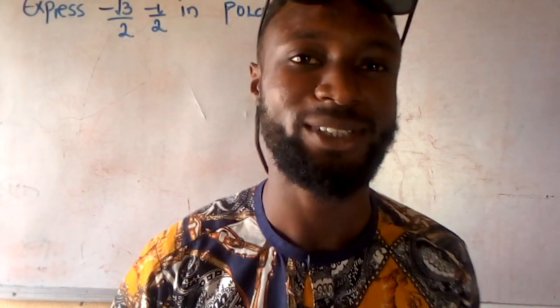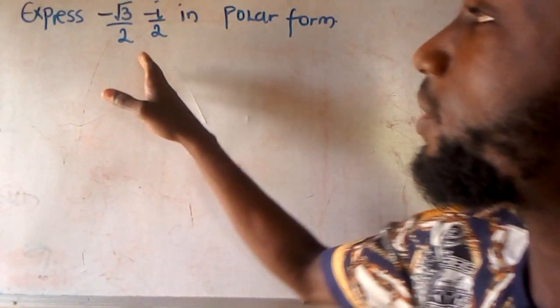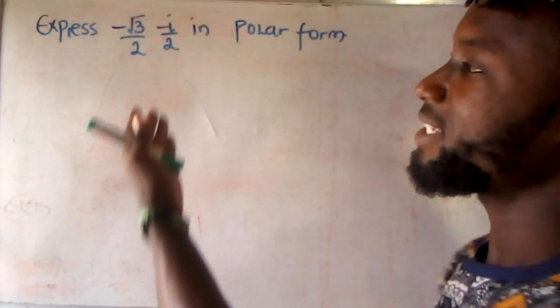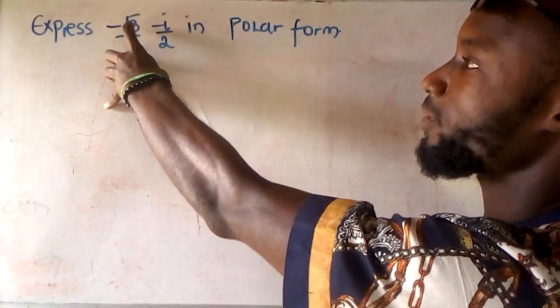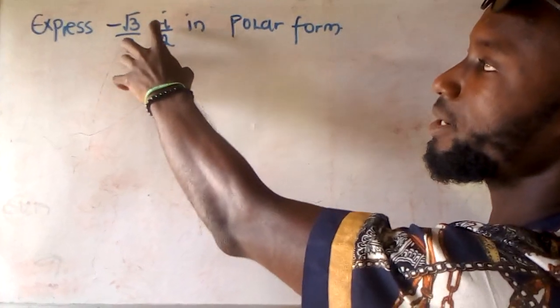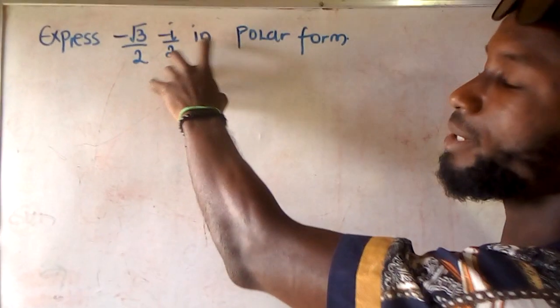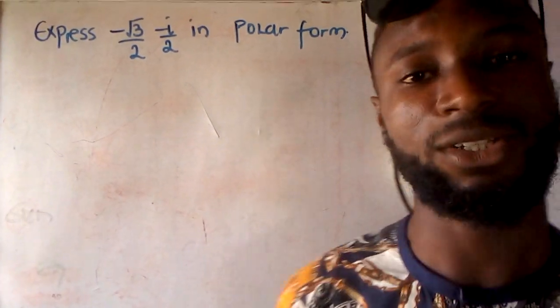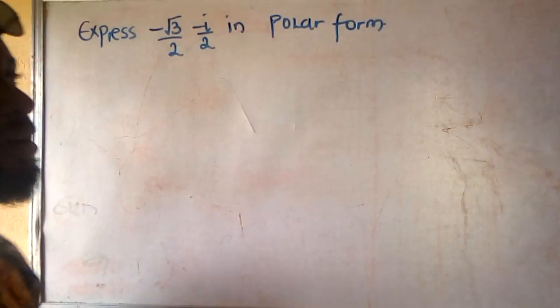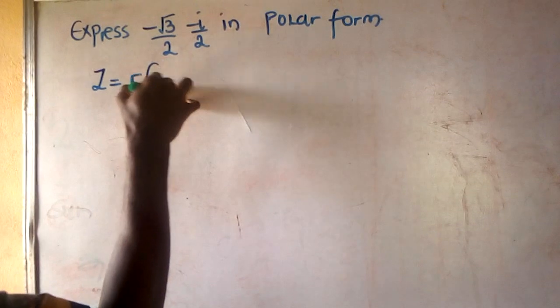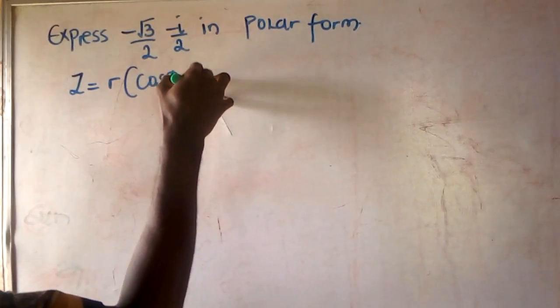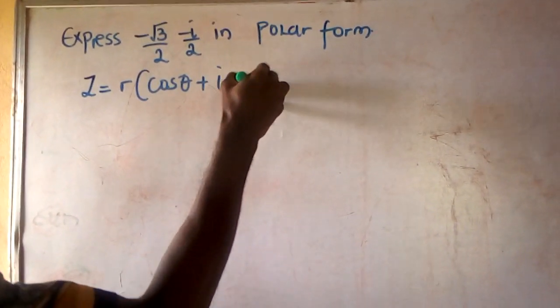Good day viewers, today we are going to look at this equation and solve it in polar form. Express minus square root of 3 all over 2 minus i all over 2 in polar form. Now what is polar form? The formula for polar form is Z equals R (cos theta plus i sin theta).